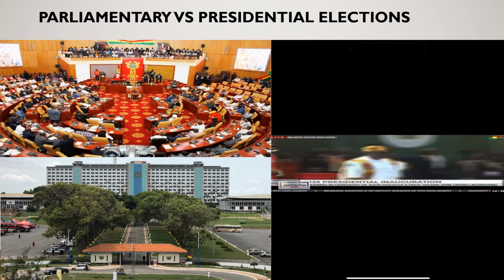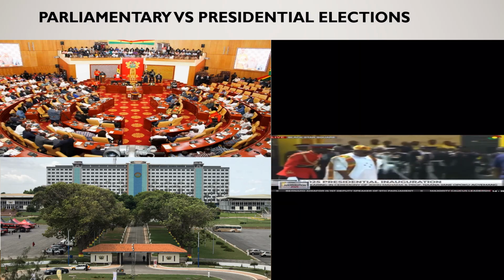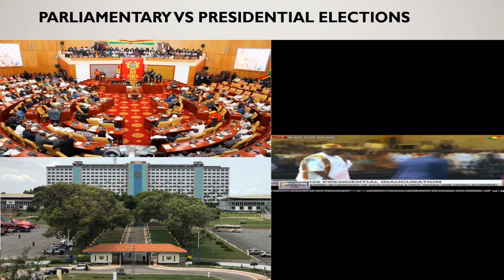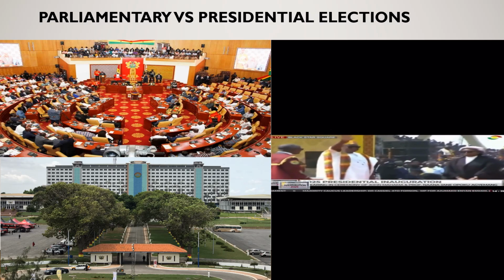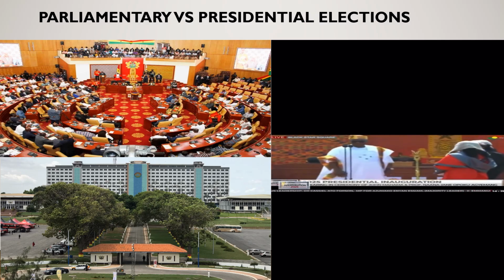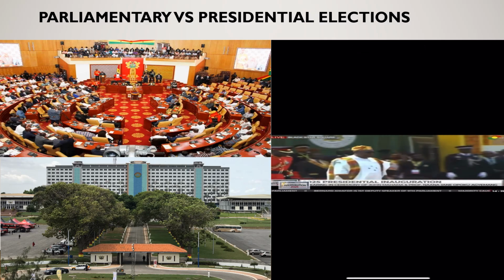So we see the parliamentarians who are assembled. This is the forecourt of the building of the Parliament of the Republic of Ghana, and this is where the chamber is. There is also seen at the moment the President of the Republic of Ghana on the 7th of January 2025, who was being sworn in by the Chief Justice. So this is part of the electoral process that we are talking about.